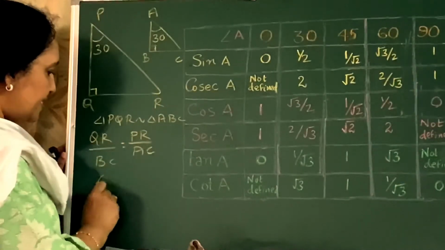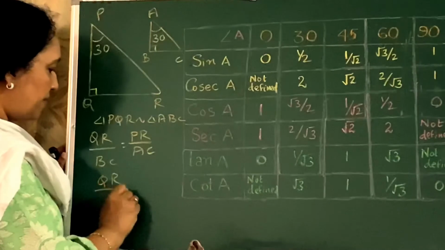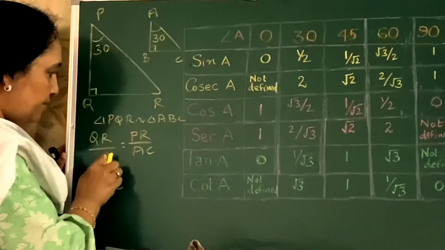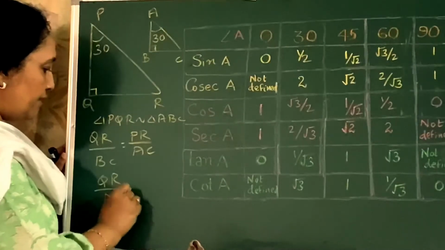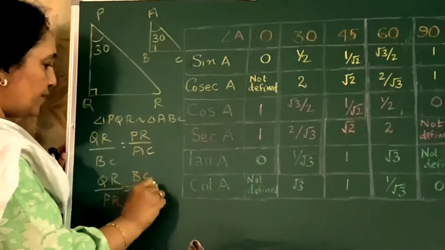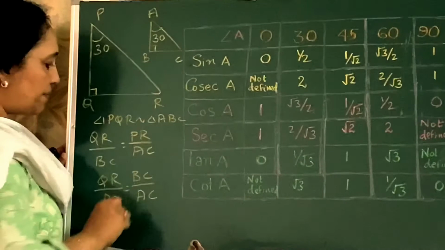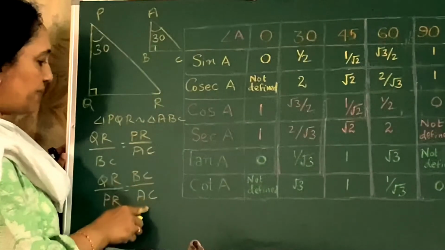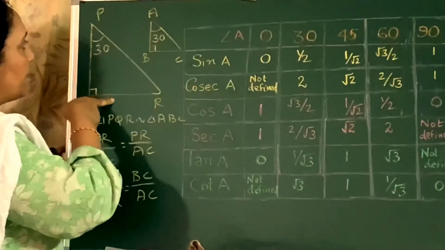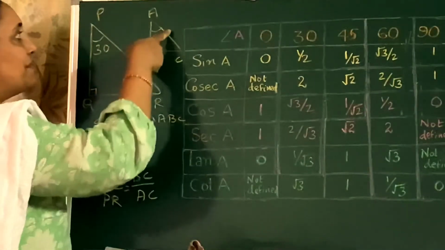Which means QR by PR: take this PR to this side and BC to that side. In that time there will not be a change in the ratio. We have studied this in the chapter on triangles. That means QR by PR is equal to BC by AC.